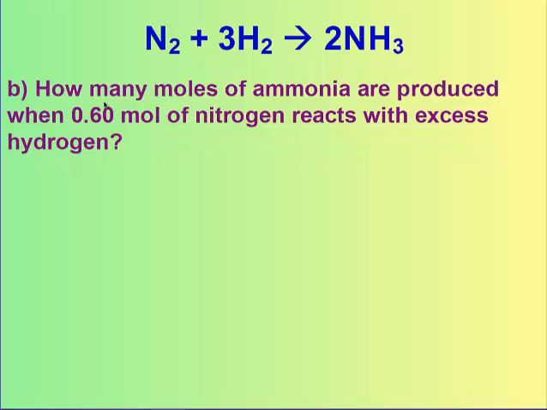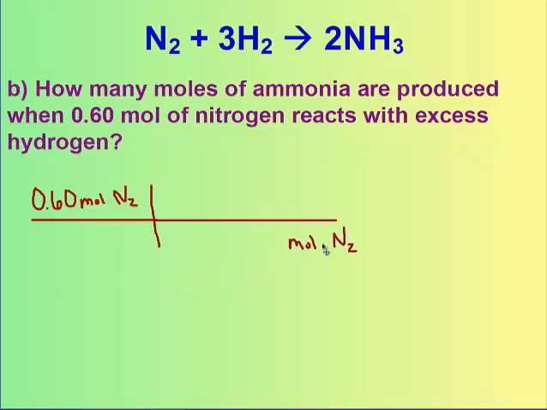Here, we're going to use those mole ratios. It says how many moles of ammonia, NH3, are produced when 0.6 moles of nitrogen react with excess hydrogen. This is exactly like our balanced equation with our sandwich. We just have a chemical equation now up here. So just as before, we have 0.6 moles of nitrogen, and whatever goes on top is going to go in the bottom corner, and what we're converting to goes on top.